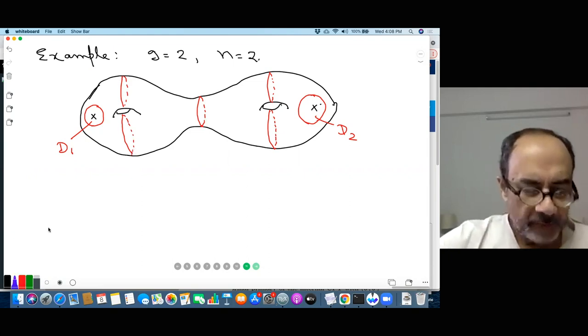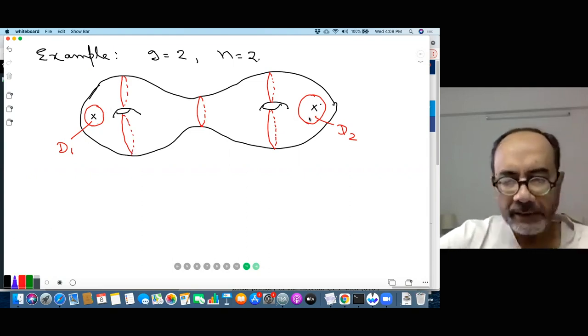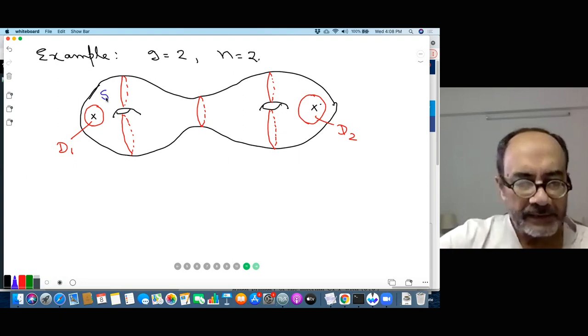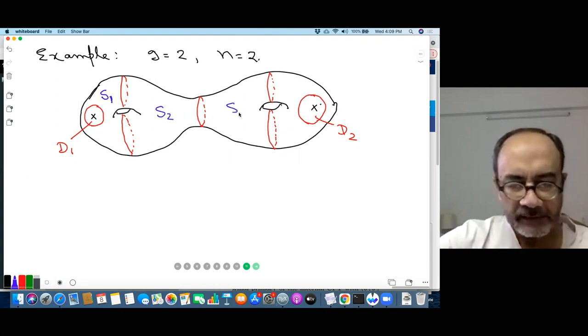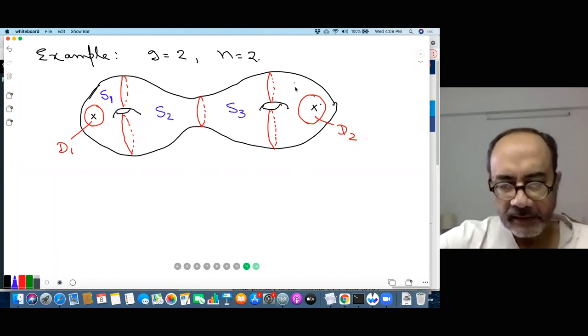So let's label. D1, D2 have already been labeled. So this is the first sphere. You can see that this has the topology of a sphere with one hole here, one hole here, one hole there. This is the second. This is the third. And this is the fourth sphere.